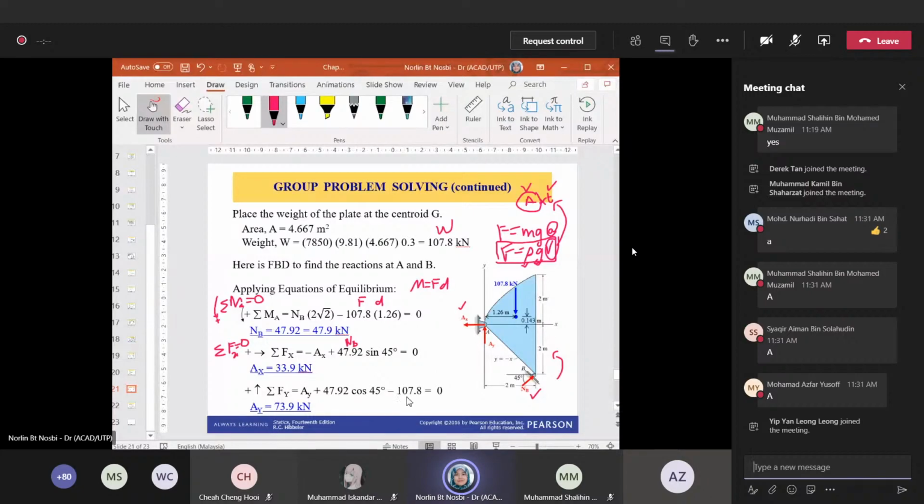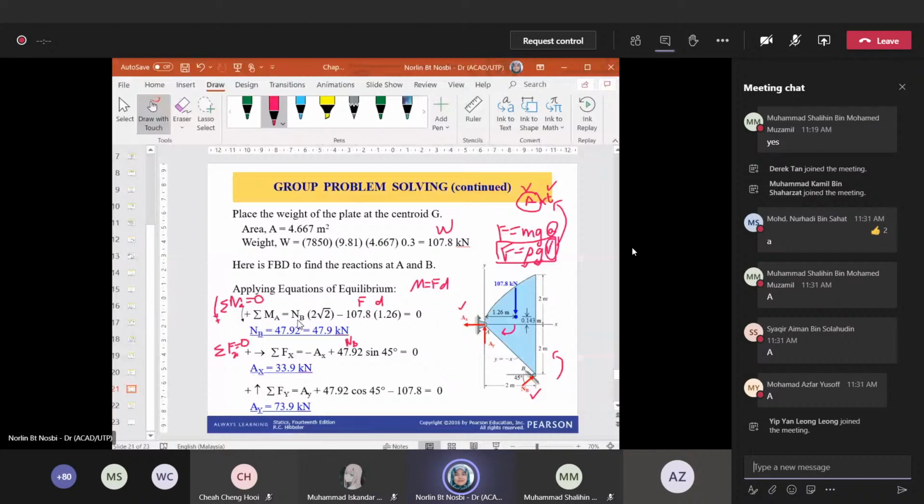Where is it? Just now, 2 third 2. Okay, it is based on the trigonal. Okay, 2 third 2 is trigonal. And then this one is the weight W. The value is 107.8. It will move clockwise, so it will be negative. So negative 107.8, and then the distance is 1.26. So you can solve this equation so that you can get NB.